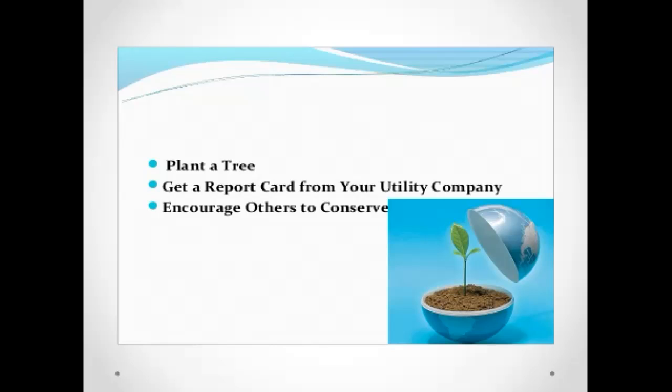What should we do to protect our environment, our planet?